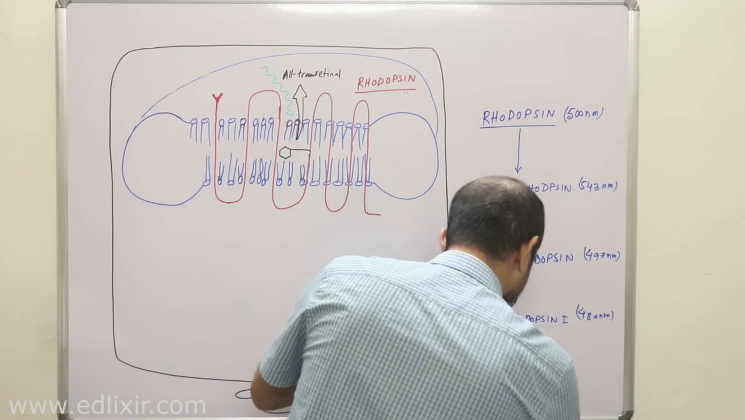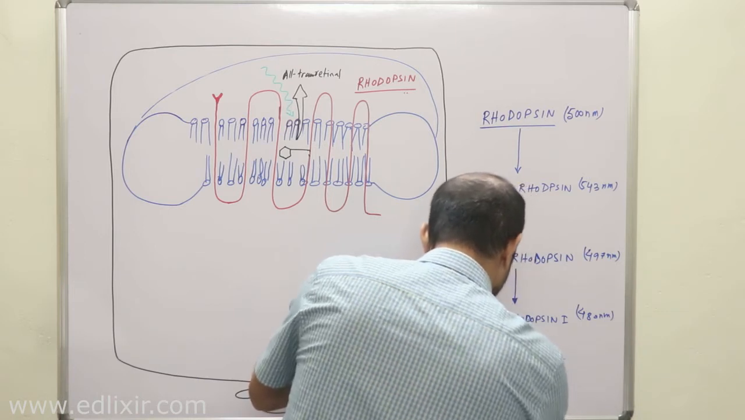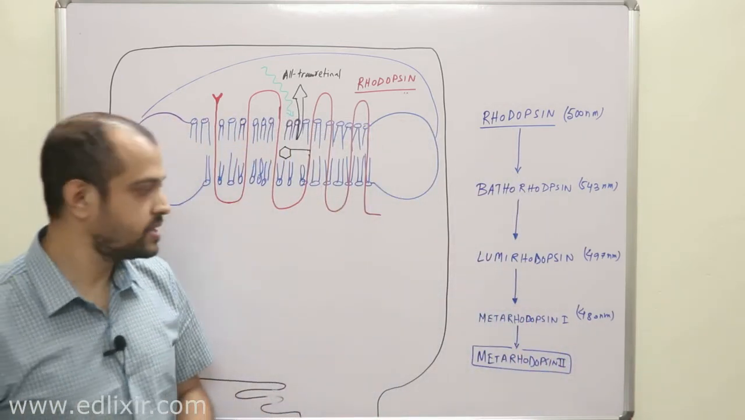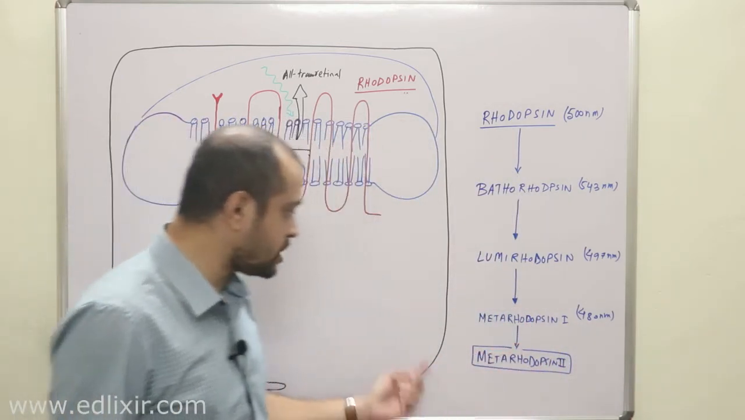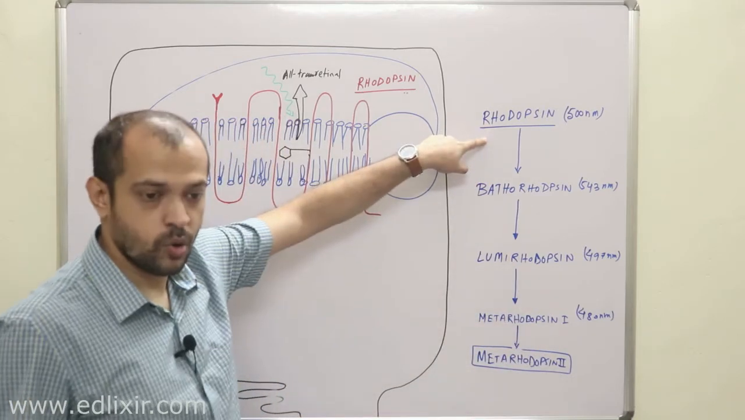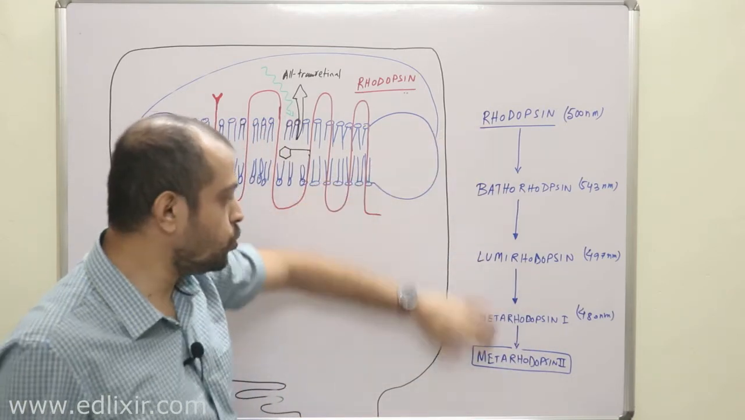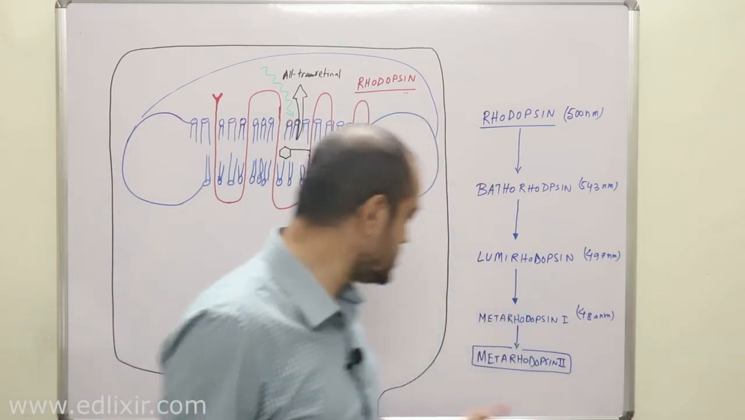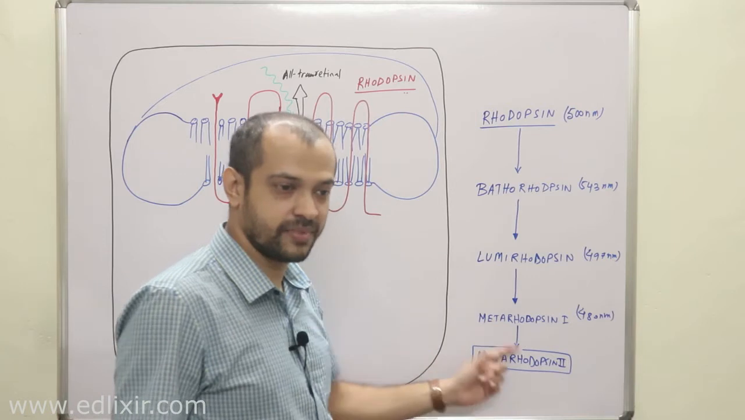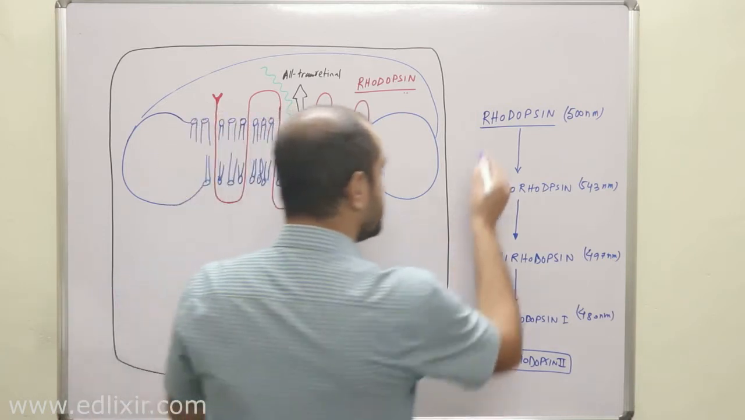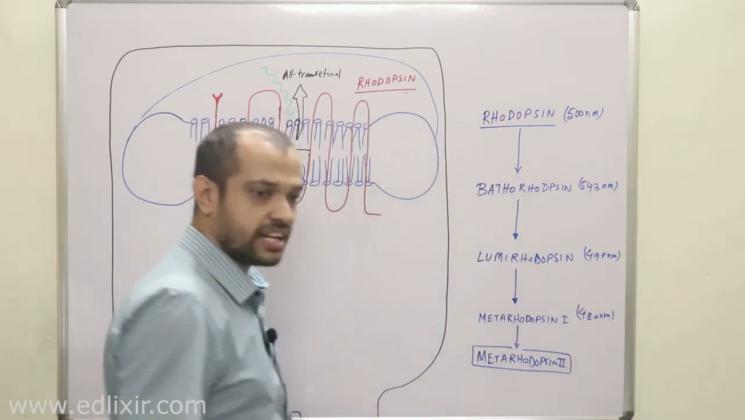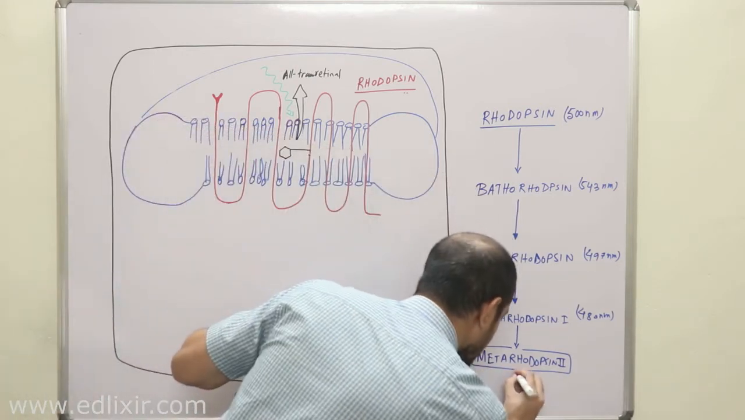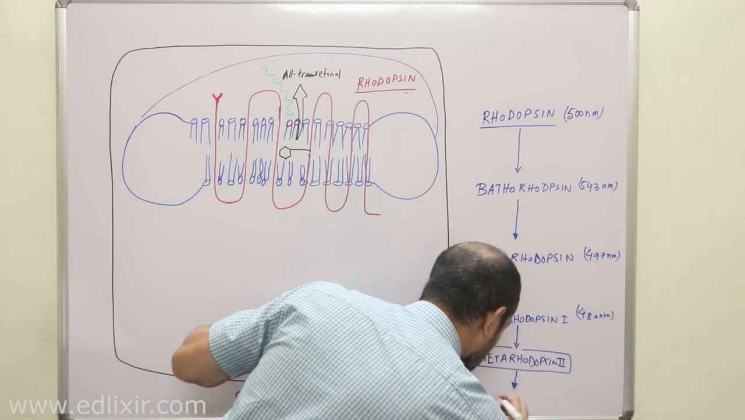Now listen with all your attention. This metarhodopsin 2 is very, very important. Why? Because metarhodopsin 2 is actually the form of the rhodopsin which initiates the phototransduction pathway or cascade, which initiates the light activated step. That means when rhodopsin is converted into metarhodopsin, then only you can expect some results.